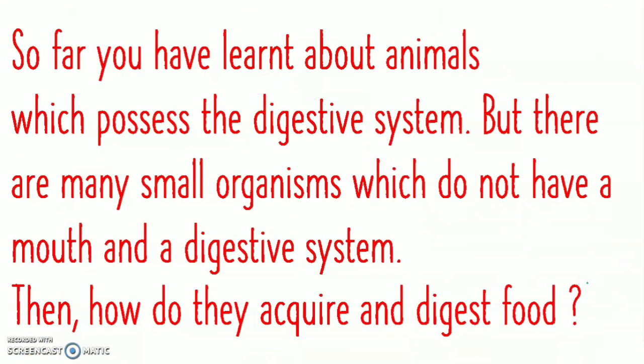So far, you have learned about animals which possess the digestive system. But there are many small organisms which do not have a mouth and do not have a digestive system as well. Then how do they digest their food? How do they eat their food? How do they get their nutrition? Let's see that.